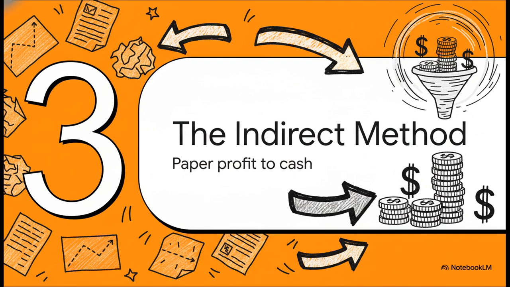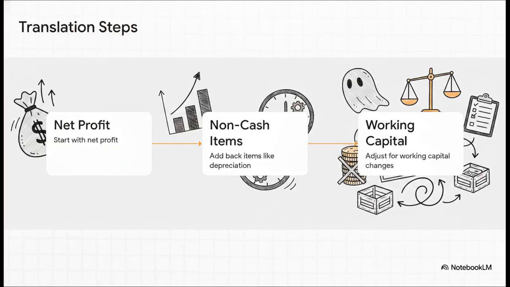All right, slow down for a second, because we are hitting the climax of this explainer. Section 3, understanding the indirect method. This is where we actually translate that paper profit we talked about into real, tangible cash. To calculate operating cash flow, the indirect method uses a really logical three-step translation process. Step 1, you literally just start with the net profit from the income statement. Step 2, you add back non-cash items, things like depreciation, because hey, no actual cash ever left the building for that expense. And Step 3, you adjust for changes in working capital.